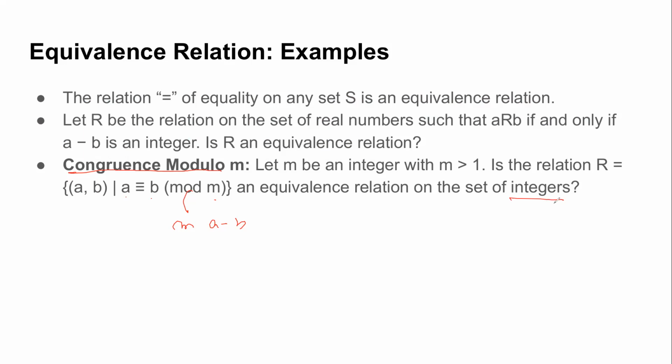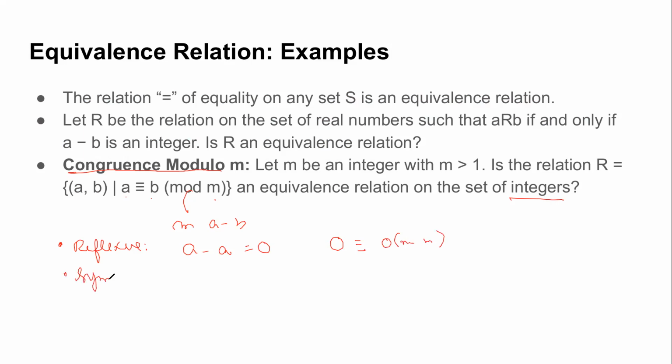Yes, no? What you need is to argue it in the same manner as we did before. Let's see first reflexive. If you want to do reflexive, you want a minus a to be perfectly divisible by m. Which is true because it's 0, so it's perfectly divisible by m, right? So we can say a is congruent to a modulo m.